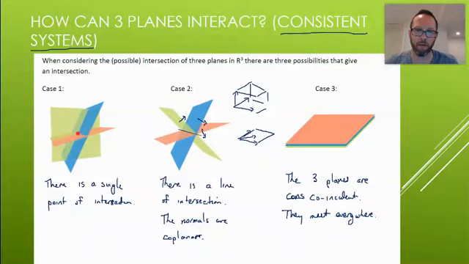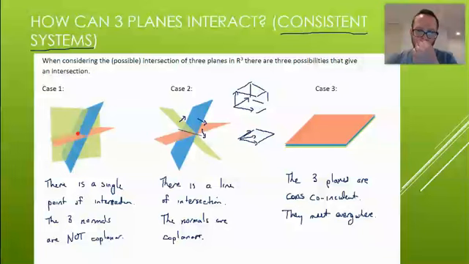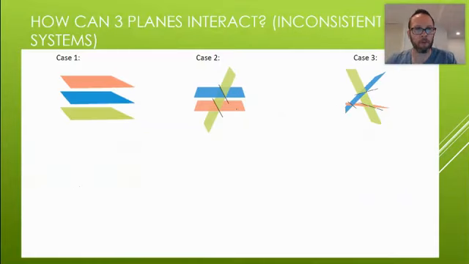In the case of a single point of intersection, the three normals are not coplanar. So the three normals will form a little 3D region of space like I drew here, and they'll give a parallelepiped with a non-zero volume. So we'll come back to that tool later, but those are the three cases visually of what happens. How can three planes interact? So these are inconsistent systems.